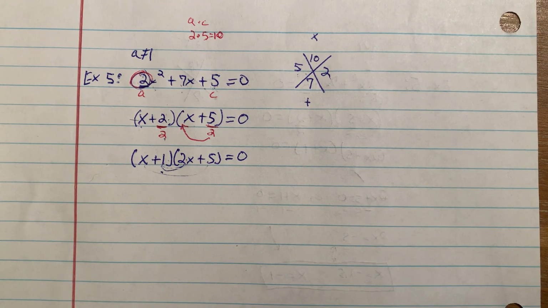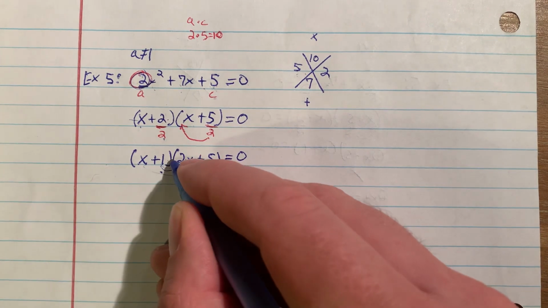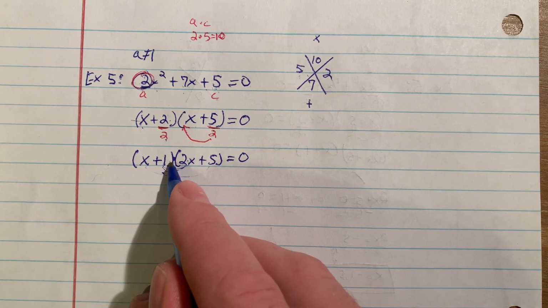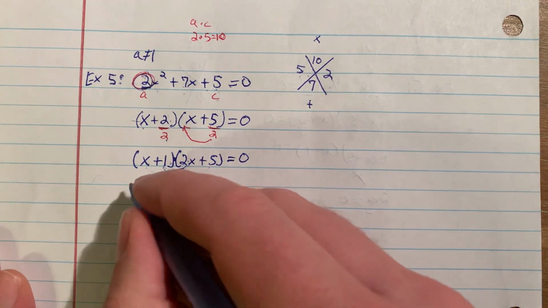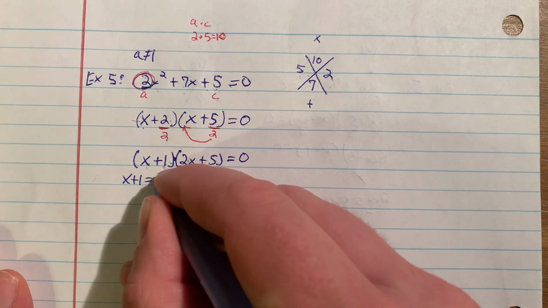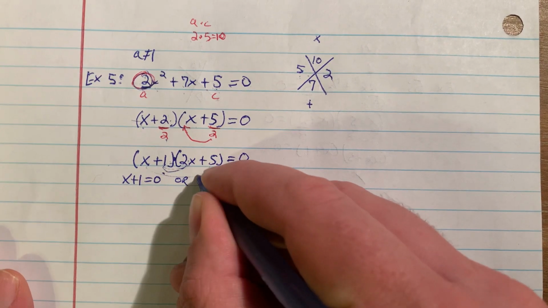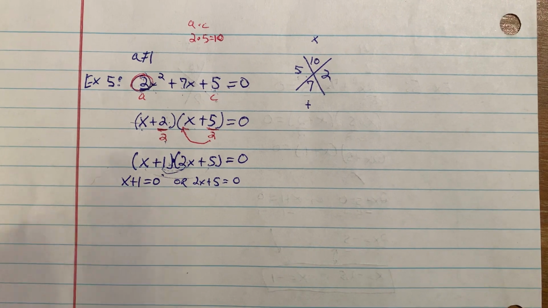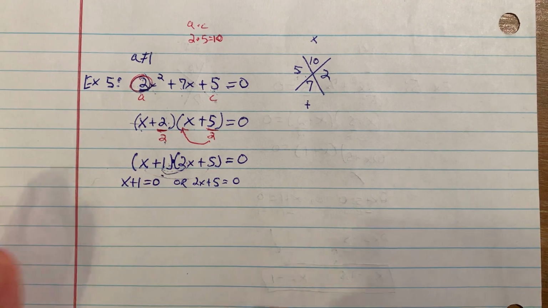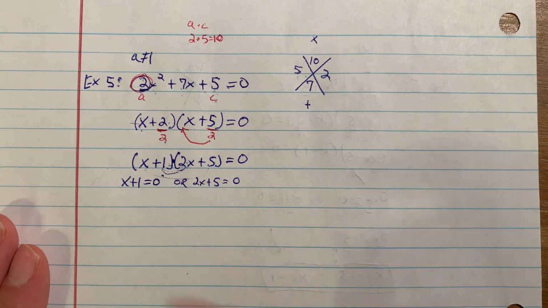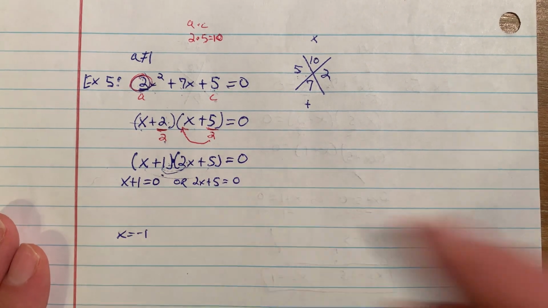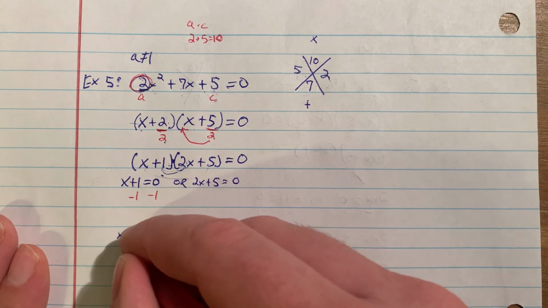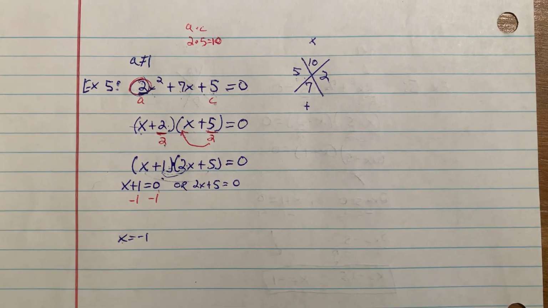Now we need to solve this, and we're going to use our zero product property, zero product principle. Either this first one has to be 0 or this second one has to be 0. I'm going to split it up individually and say x plus 1 could equal 0, or 2x plus 5 could equal 0. And this one's pretty easy just to see what it is. What plus 1 is 0? Well, x is -1. But if you don't feel comfortable with that, you could always just subtract 1 on both sides, and then you'd get x equals -1. That's fine.